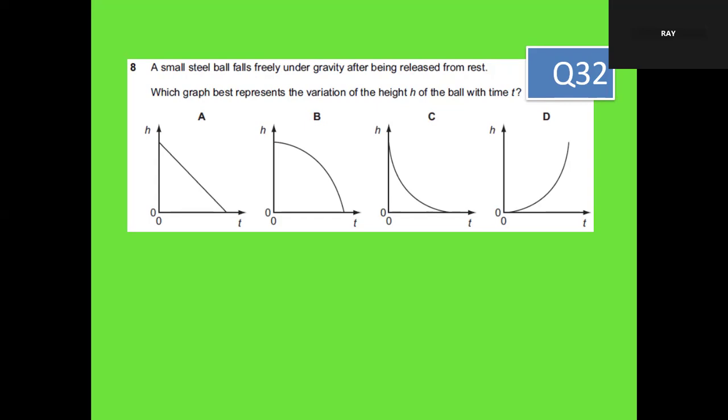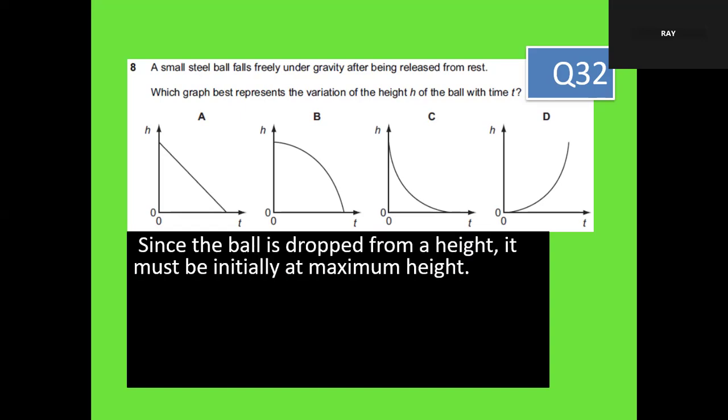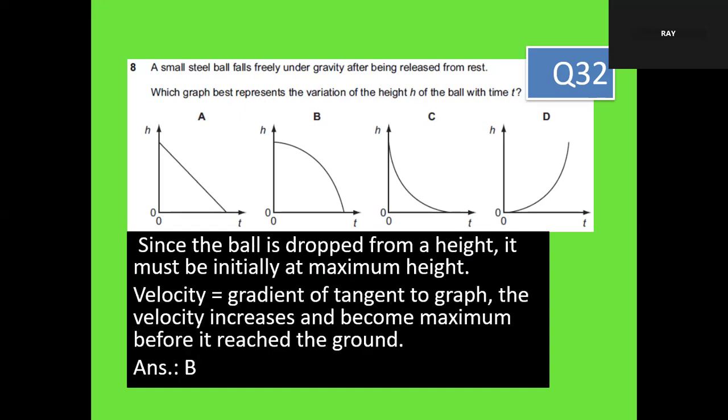Use gradient. When you drop a ball, the velocity increases. So the gradient will give you the velocity. Velocity will increase to a maximum where you reach the ground. Yep, that's the answer. B, no?